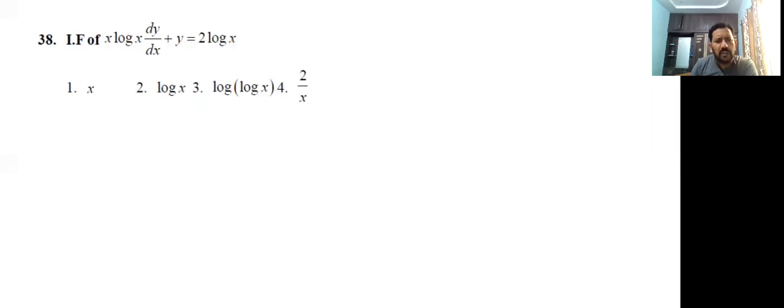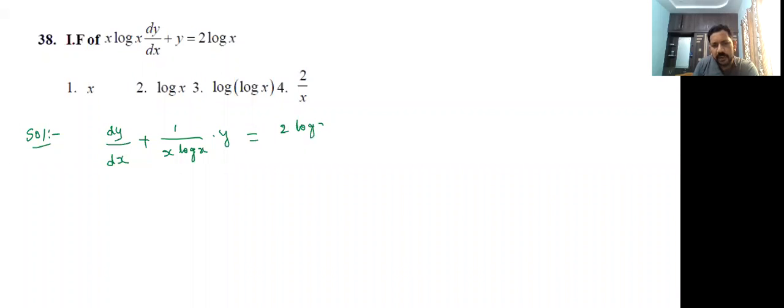Integrating factor of x log x into dy by dx plus y is equal to 2 log x. First convert into dy by dx plus py is equal to q. So what we have to do, students? Divide on both sides with x log x. At that time we get dy by dx plus 1 by x log x into y is equal to 2 log x divided by x log x.